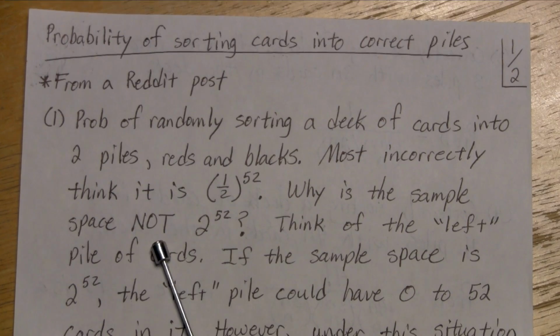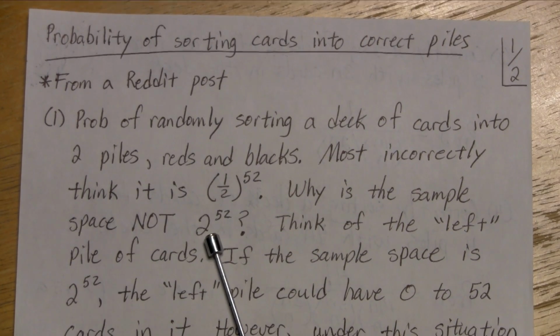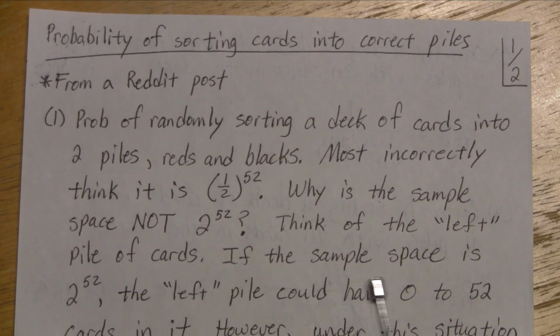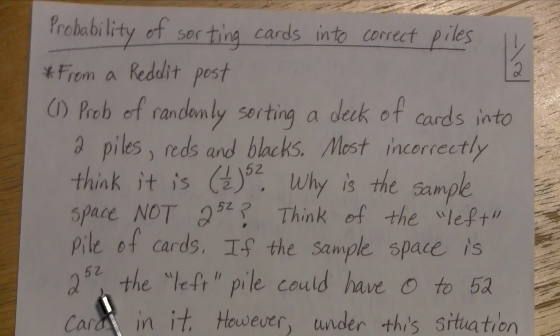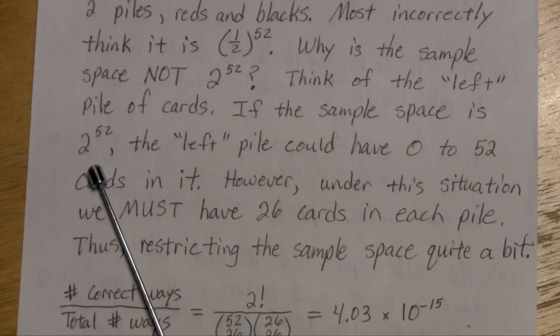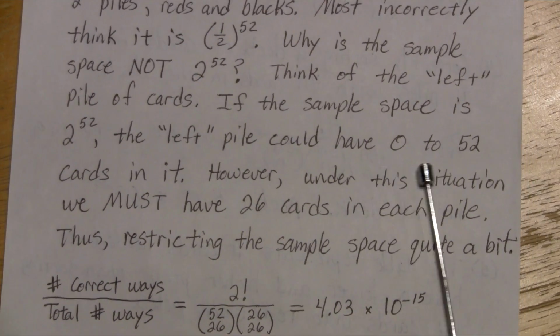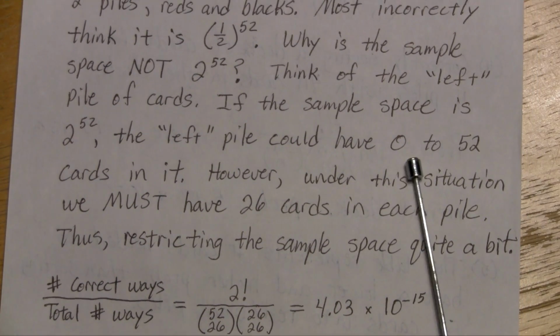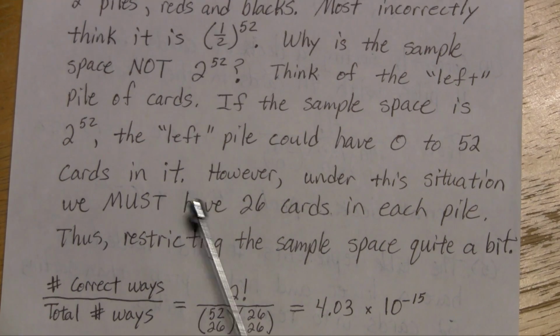So why is the sample space not 2 to the 52nd power? It's this. We have two piles. I'm going to call them a left and a right, or you can think of it as red and black or black and red. But if we just think of the left pile first, if the sample space is 2 to the 52nd power, then the left pile could have anywhere between 0 and 52 cards in it, right? However, under this situation, we must have 26 cards in each pile, right?